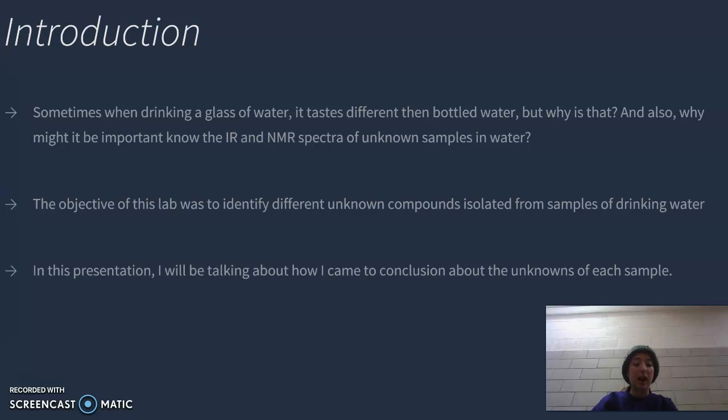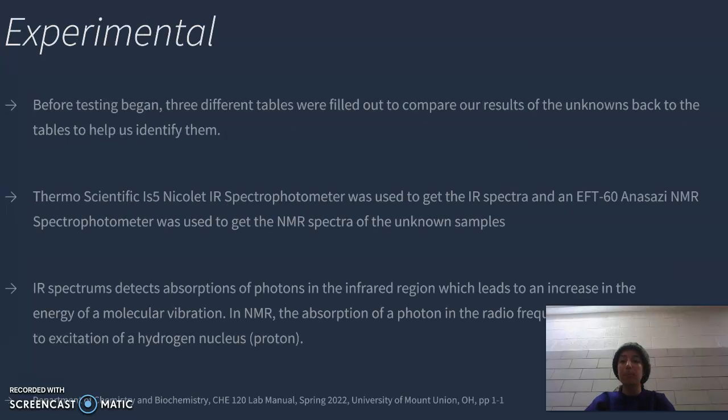So in this presentation, I will be talking about how I came to the conclusion about the identity of the contaminant in my sample. Before testing, we had to fill out different tables that we would later compare our results to. We would use them to cross-compare our results to help us identify the unknown contaminant. The Thermo Scientific spectrophotometer was used for the IR spectra, and the EFT60 was used for the NMR spectra.